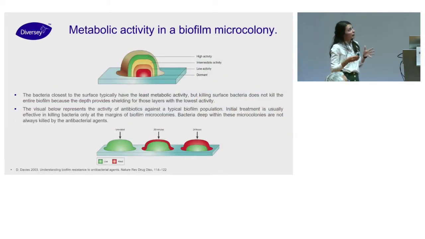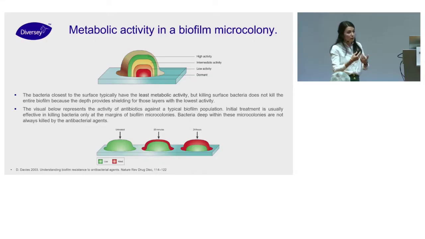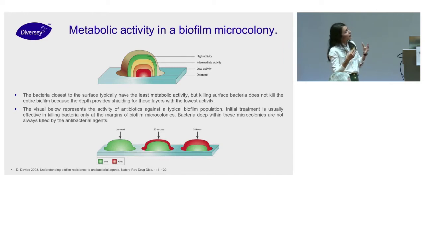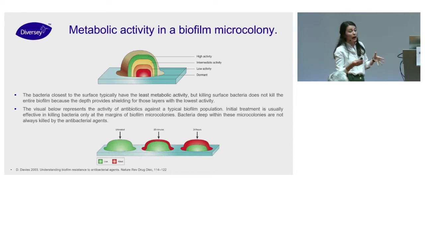So, metabolic activity in a biofilm microcolony. We said that the biofilm is the preferred way of life for bacteria compared to planktonic bacteria. Planktonic bacteria are just bacteria living suspended, floating around, not in a community. We also talked about the different advantages of living in a biofilm, and one of them is that they are resistant to the harsh environment. Why is that? There are several reasons, but one of the main ones is that typically at the surface of the biofilm you will have a high activity. However, the layers underneath are going to become dormant.